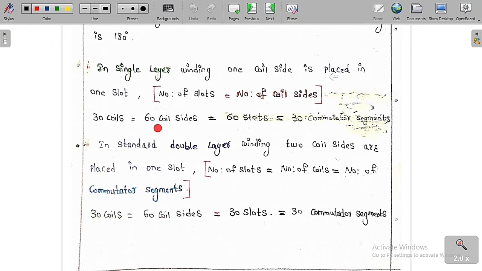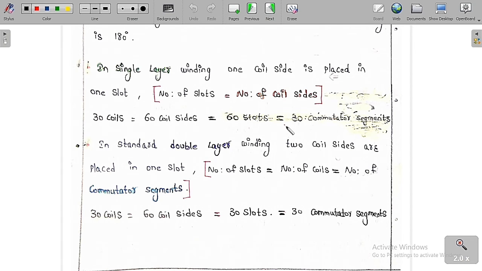So into 2, so you are going to get 60 coil sets. So with a single layer winding, 60 coil sets means in each slot we are going to keep 1 coil set. So we are going to get 60 slots. And I already told you the number of coils is always equal to the number of commutator segments irrespective of the type of winding.